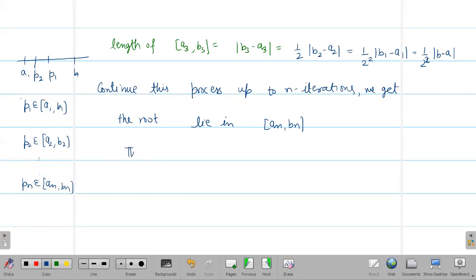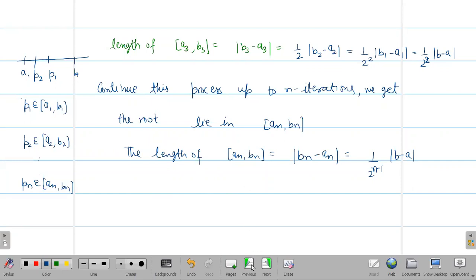Okay. So the length of this interval will be An and Bn. What will be the length of An and Bn? It is the modulus of Bn minus An. So what is in the terms of B minus A? What should I write here? It is in the terms of 1/2 power n. Not n, minus 1. n minus 1. Yes. 1 by 2 raised to n minus 1 times B minus A. So you got this term here.